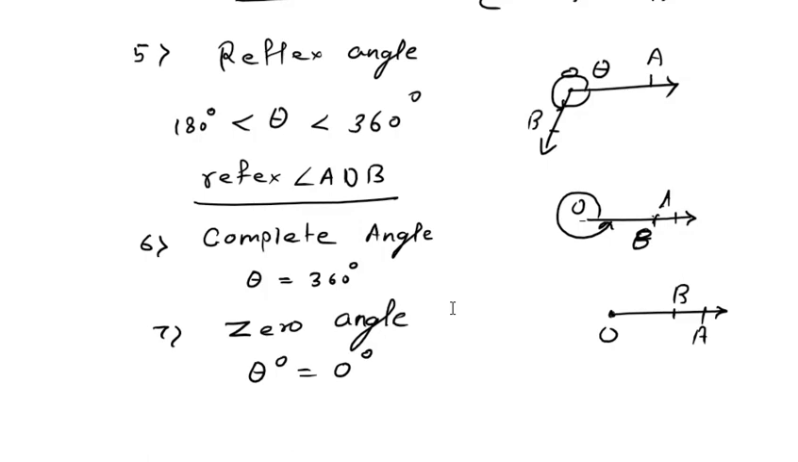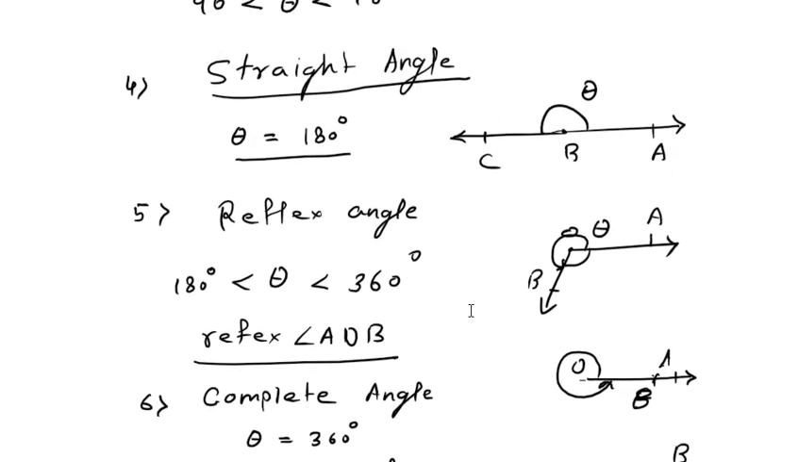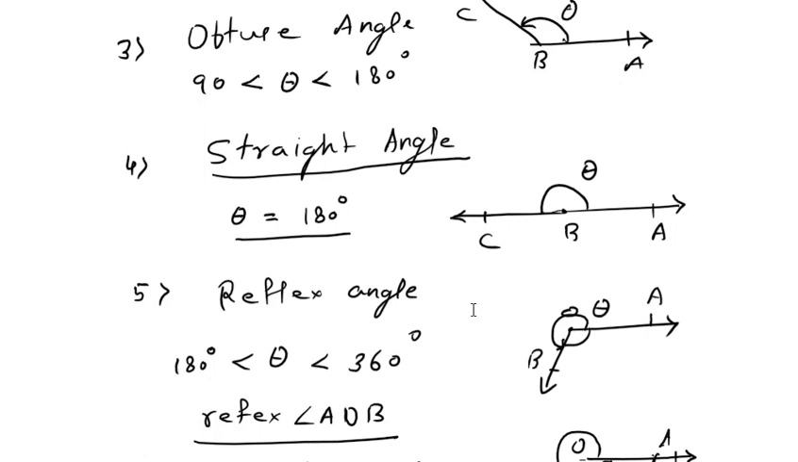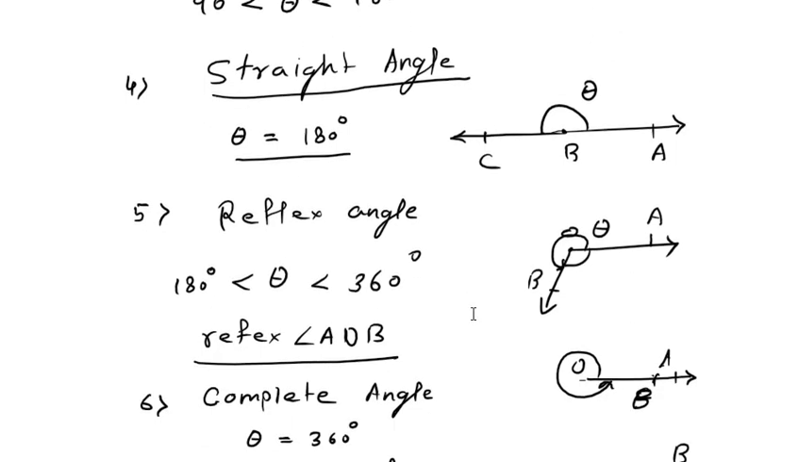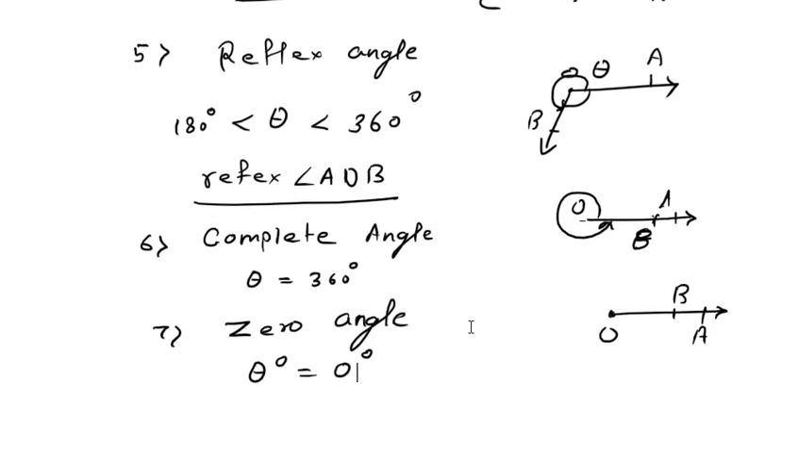We have acute angle where measure is less than 90 degree. We have right angle where the measure is 90 degree. We have obtuse angle where the measure is more than 90 degree and less than 180 degree. We have straight angle where the angle is 180 degree. We have reflex angle where the angle is more than 180 and less than 360 degree. And we have complete angle where angle is 360 degree. So these are the different types of angles which we already know.